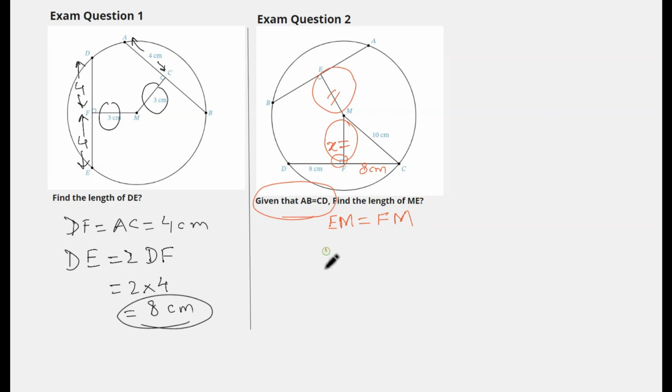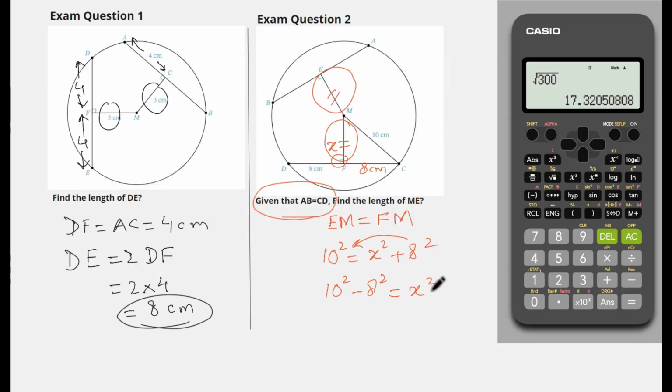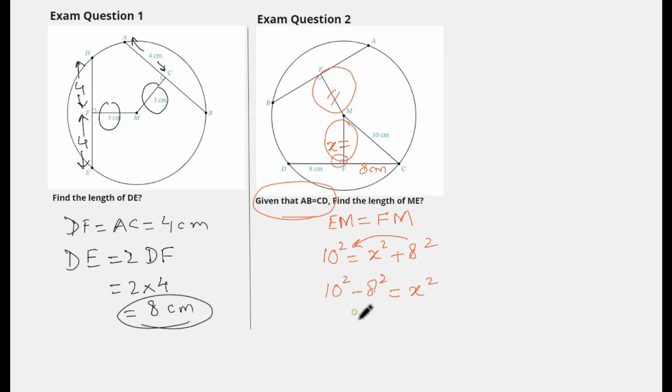So let's use the Pythagoras theorem. It says that 10 squared equals x squared plus 8 squared. So subtract 8 squared from both sides, or simply shift this 8 squared to this side and subtract it. So 10 squared minus 8 squared equals x squared. Now let's use the calculator for that. 10 squared minus 8 squared equals 36. So 36 equals x squared.